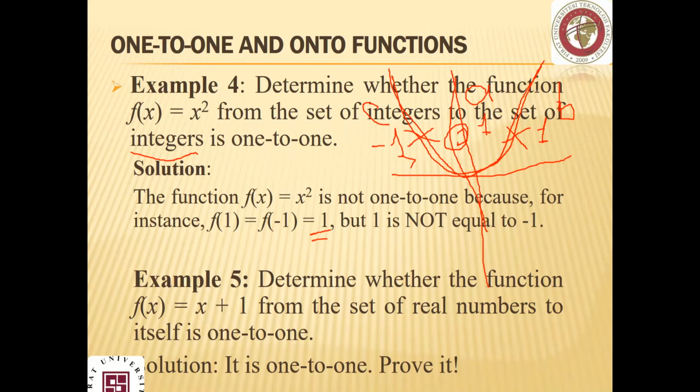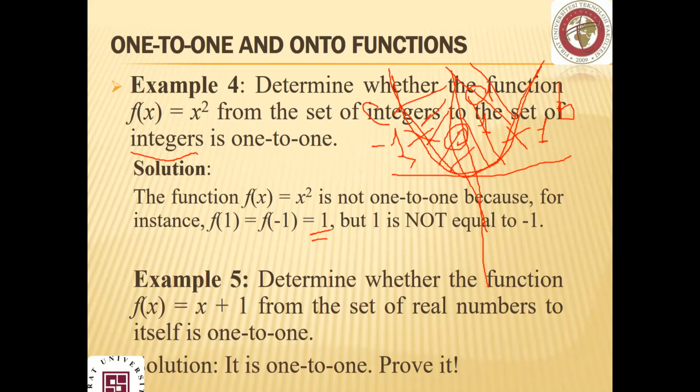Anything that is divided into half around the y-axis. So the y-axis is dividing it. Now look, we have half here, exactly half here, and then half here. Okay, so that's why this function is not 1 to 1.